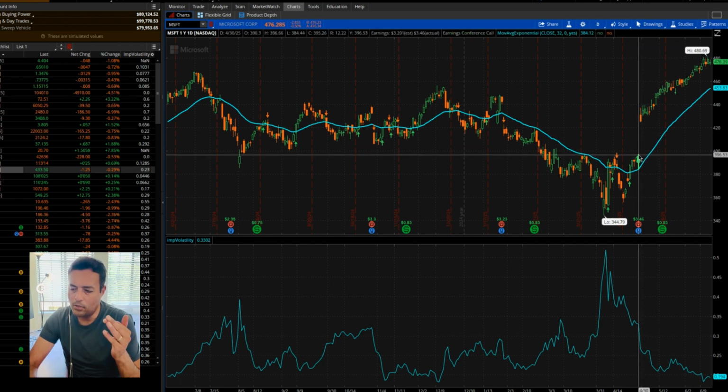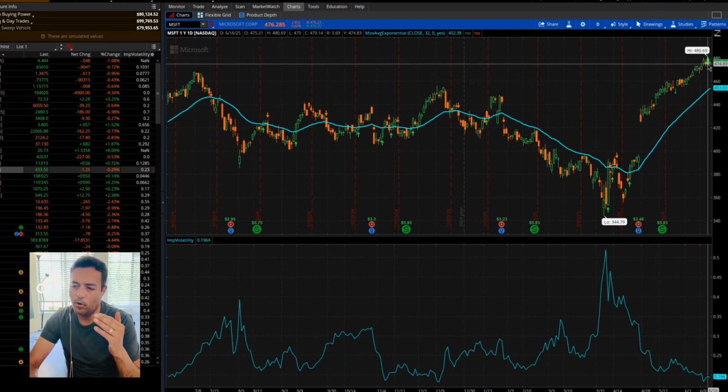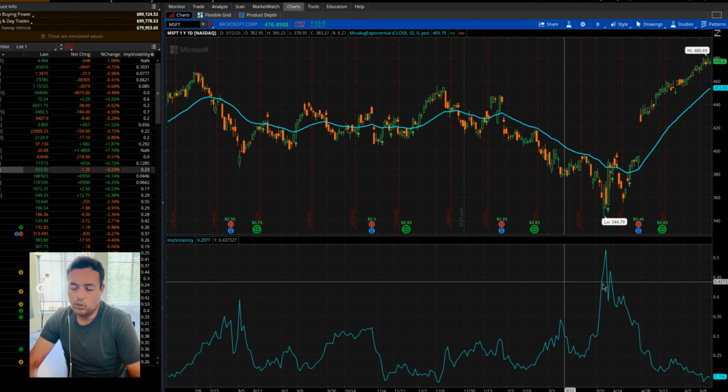But there's a big gap out here. I think this was the earnings gap. Look at the chart. It's just gone through the roof here on the top right, like a hockey stick chart. Volatility is completely on the bottom. So I would not trade this stock. If I were to trade any stock, I would not pick Microsoft because of the volatility here.